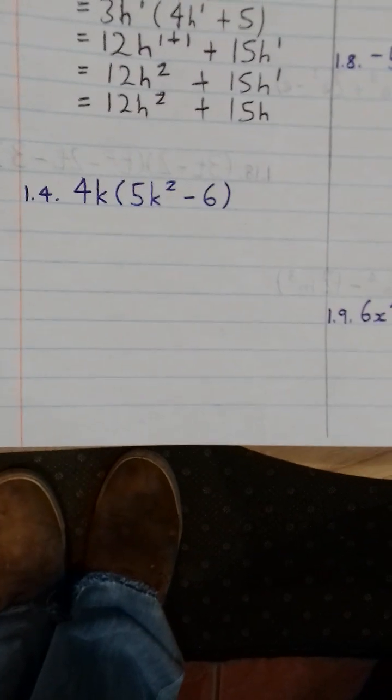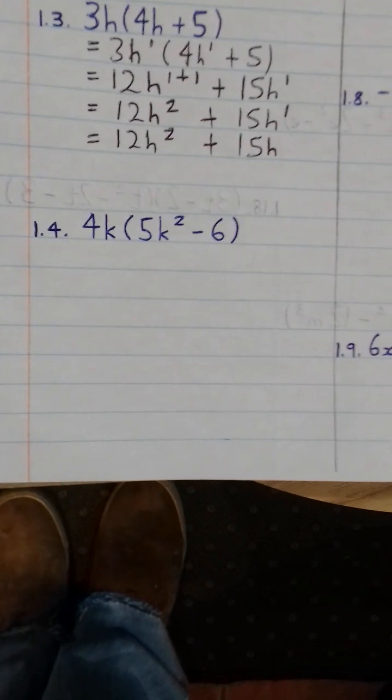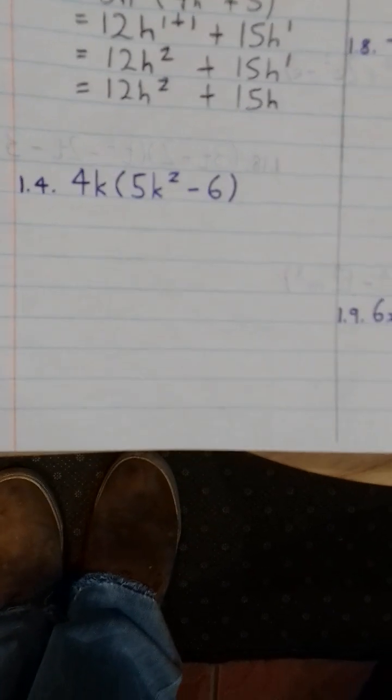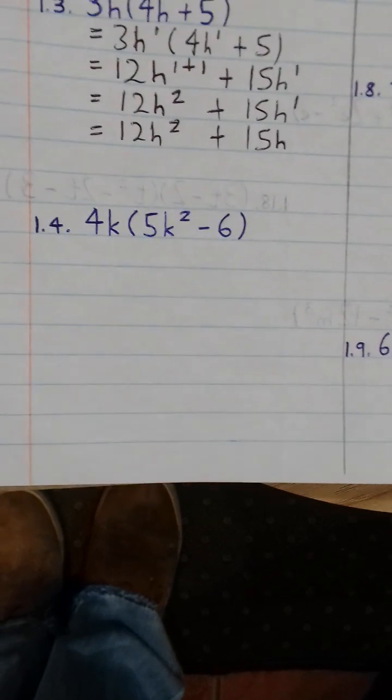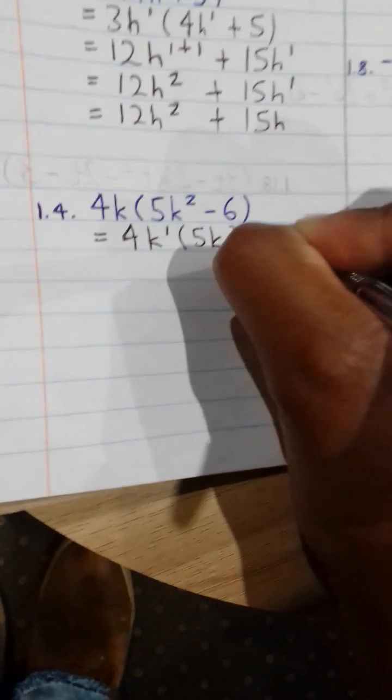1.4, 4k open bracket, 5k squared minus 6 close bracket. Outside we have k, inside we have k. So we give everything an exponent to simplify it for ourselves. So this is going to be 4k to the power of 1, open bracket, 5k to the power of 2 minus 6.